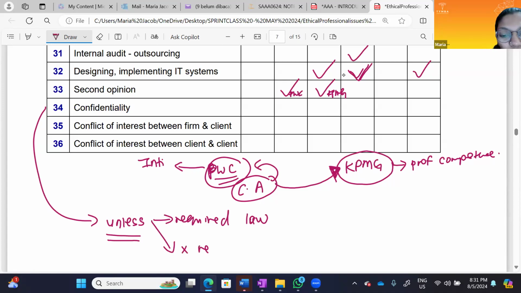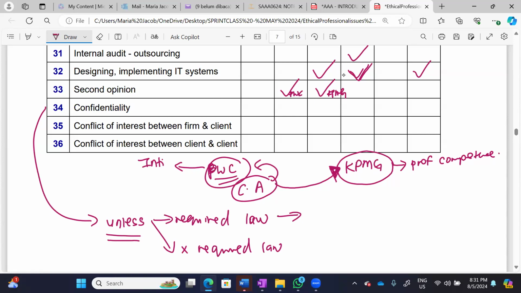Okay, another one is not required by the law. If it's required by the law, you don't even need to get the client's consent. You have to disclose it because they might use those things in the court case. It might be required by the law because government agencies want it. You have to disclose.